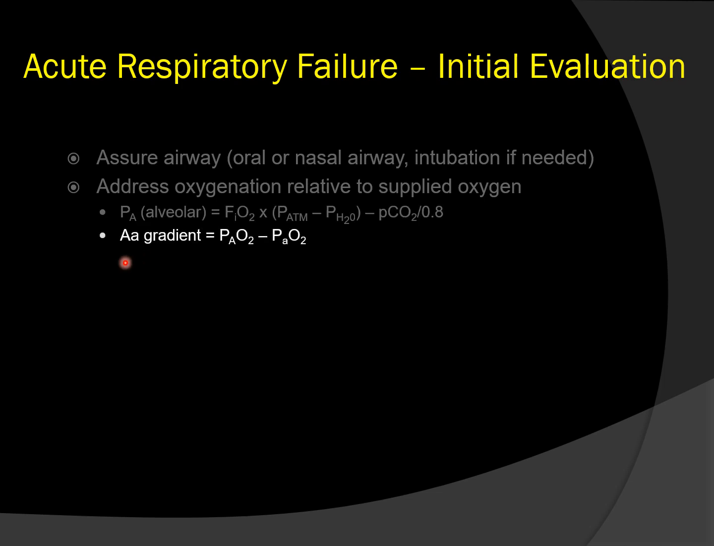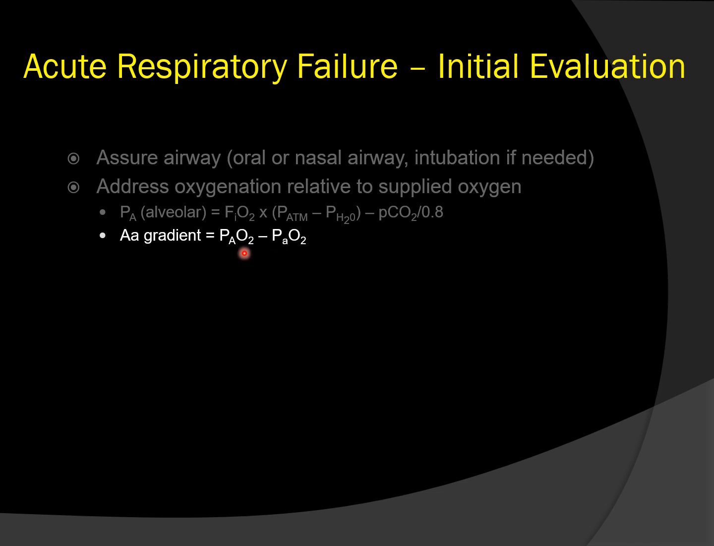Now, once we have a sense of the alveolar oxygen tension, if we calculate that with this formula, we can actually calculate something called the arterial to alveolar gradient, the AA gradient. It's simply the alveolar oxygen minus the arterial oxygen. For example, on room air at sea level, a healthy person might have an alveolar oxygen of 100 and an arterial of 85. And in that case, 100 minus 85 is an AA gradient of 15, which is pretty normal.